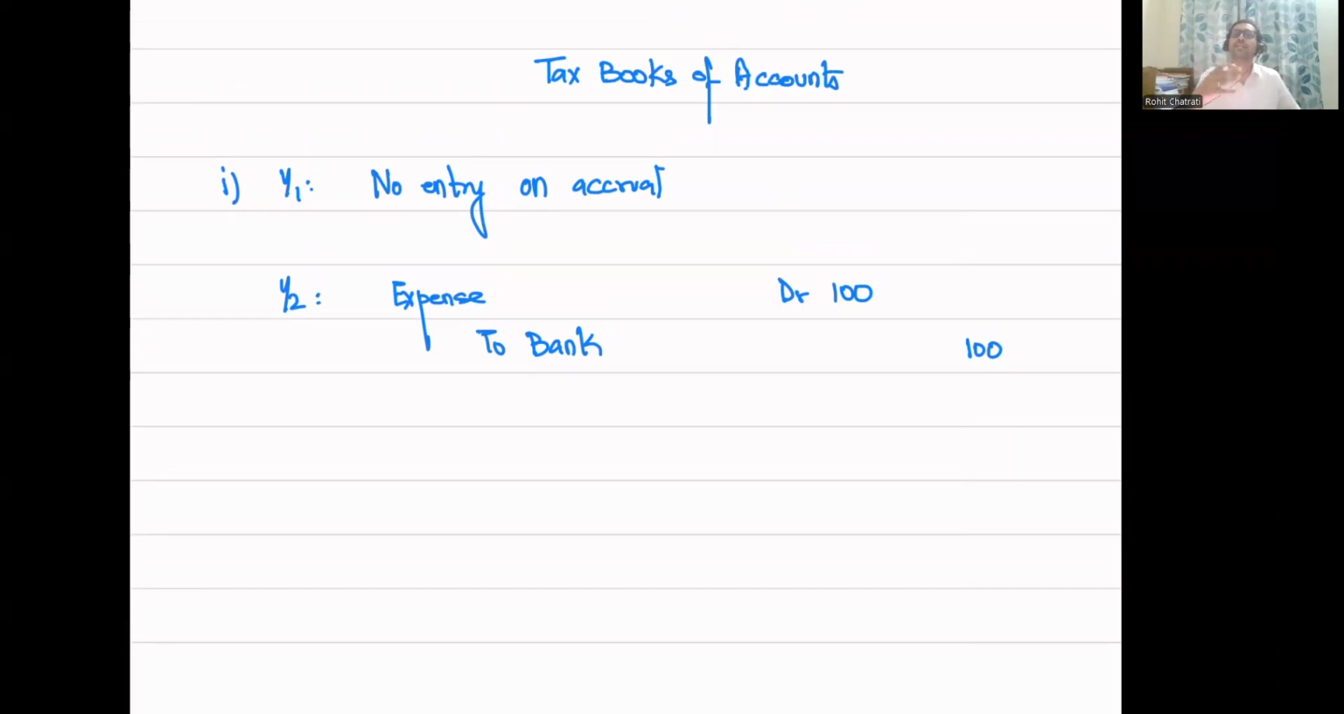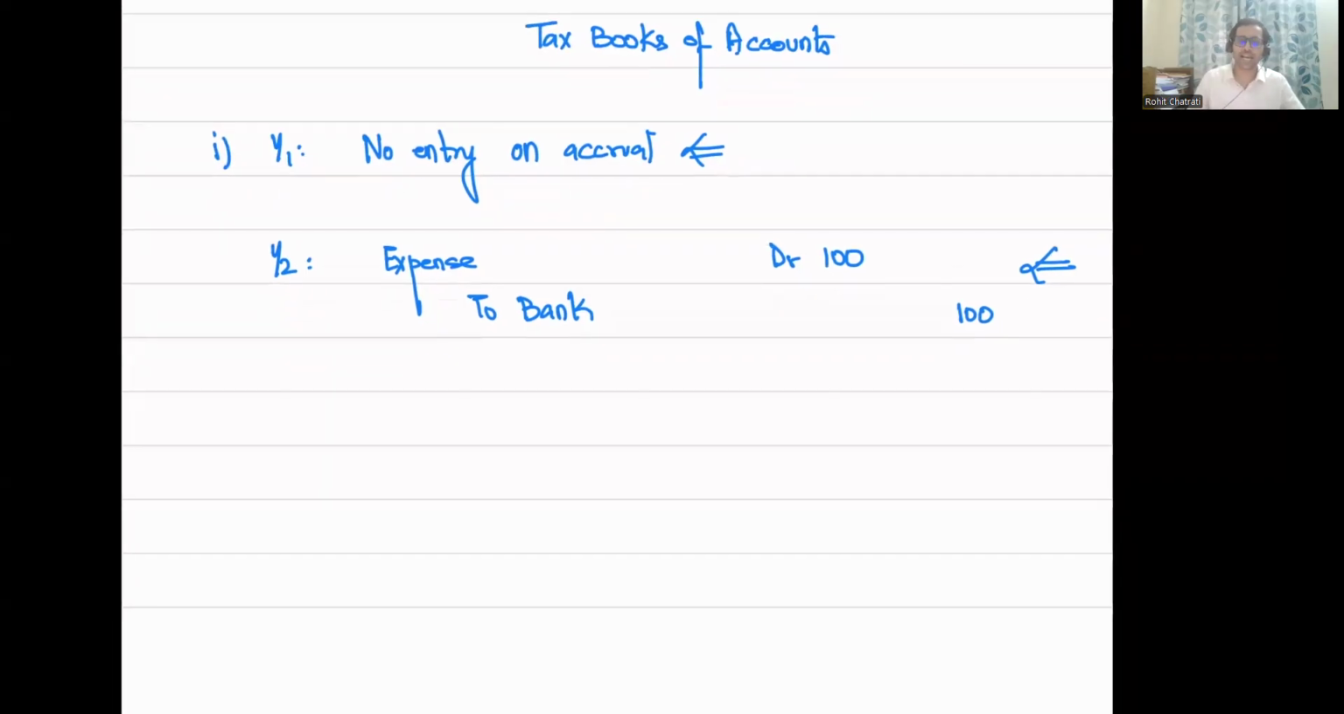Therefore, the Income Tax Act is disregarding this transaction on an accrual basis, and hence in tax books of accounts, we are not going to record a journal entry on an accrual basis. We are going to record a journal entry only on payment basis because the income tax laws recognize this transaction only on a payment basis. So these are the journal entries in the tax books of accounts.